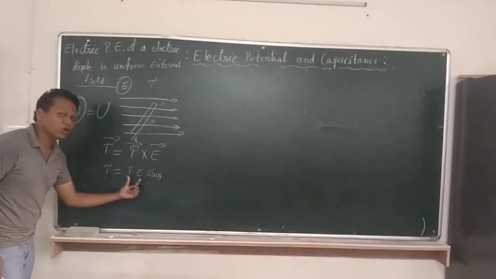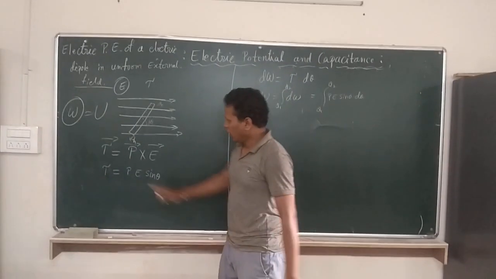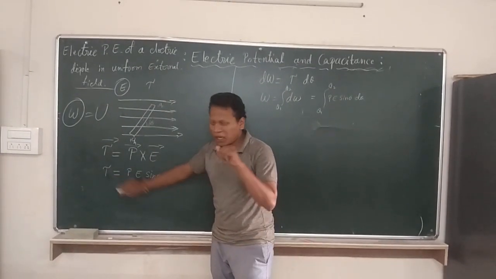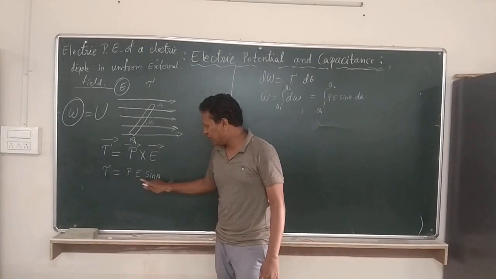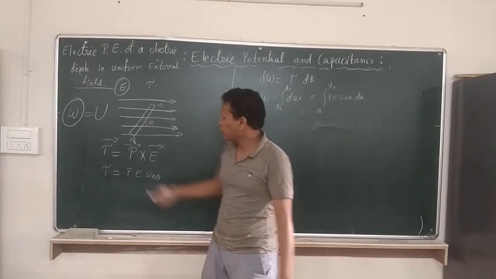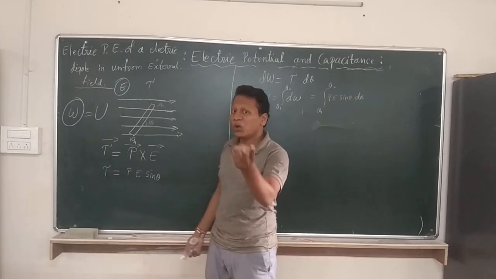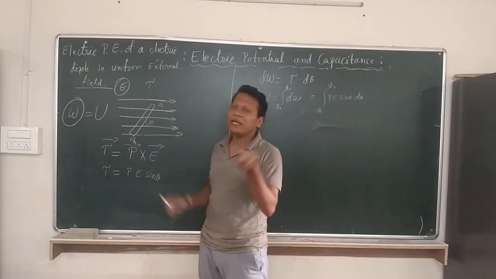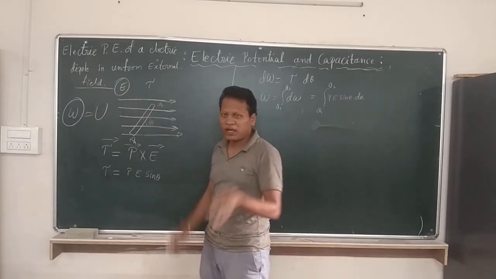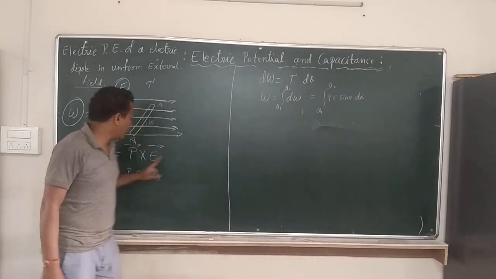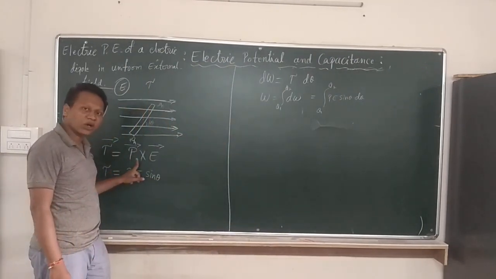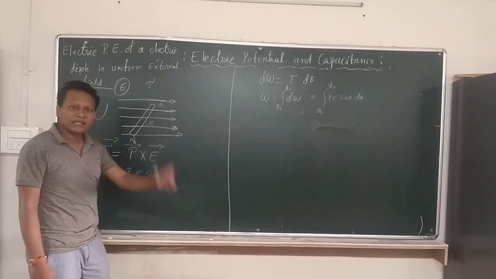Okay, now tau is equal to PE sin theta. I will repeat the point once again. Tau is a rotational force, P is the electric dipole moment, and E is the external electric field. In the previous chapter we defined tau is equal to P cross E, that is, tau is equal to PE sin theta.